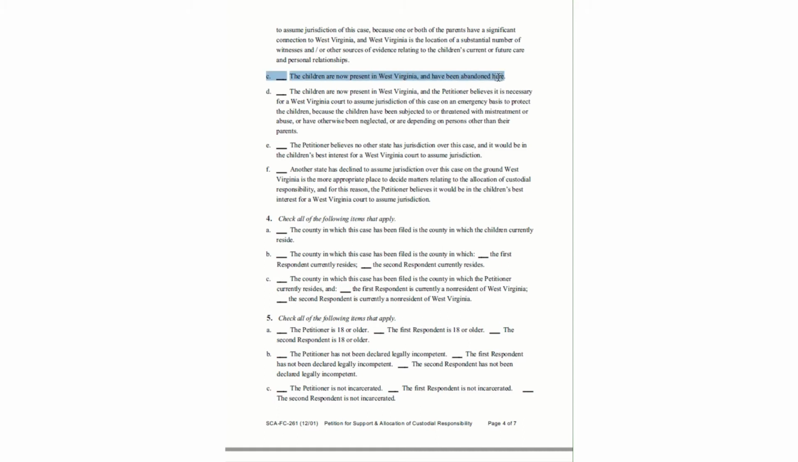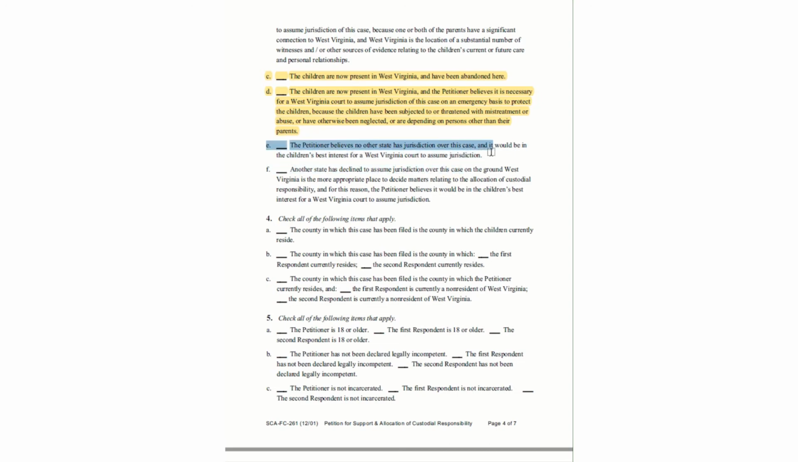So C asks if the kids are now in West Virginia because they've been abandoned here. And that might be a reason the West Virginia court would look at exercising jurisdiction over a custody case. So you could mark that. Or D, it asks if the kids are here and there's a reason for West Virginia to assume jurisdiction because of an emergency like abuse or neglect. So you would mark D.